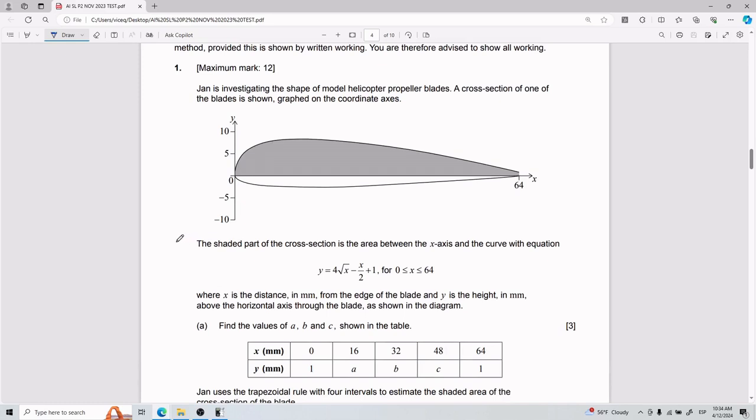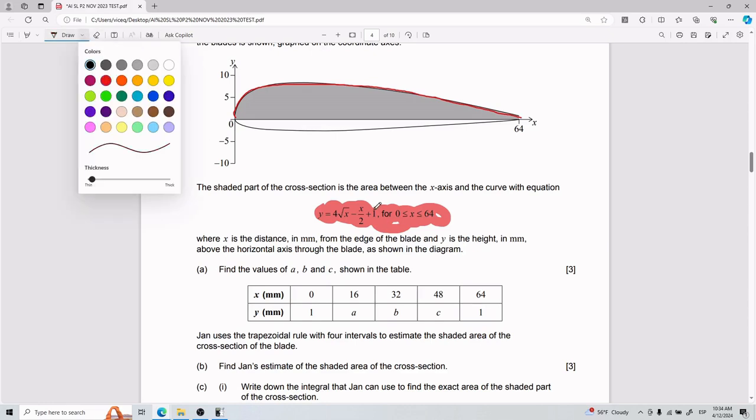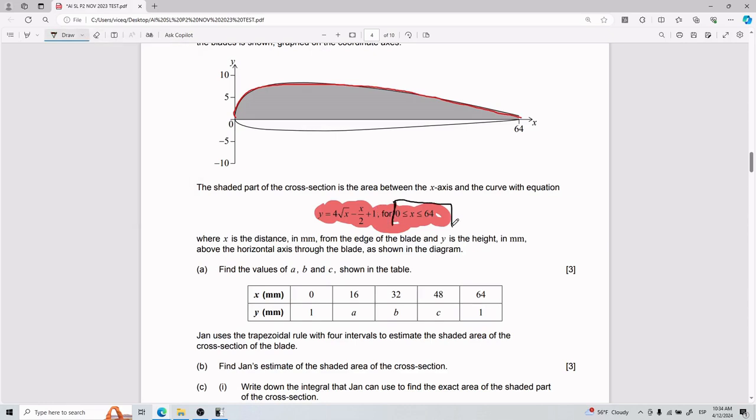And so she tells us that the shaded part of the cross section is the area between the x-axis and the curve with the equation blah. Okay? Now, let's really understand what is going on here. So this equation here is giving you this line here, all right? And basically x is going to be the distance in millimeters from the edge of the blade, and y is the height. And so why would you have that x is between 0 and 64?